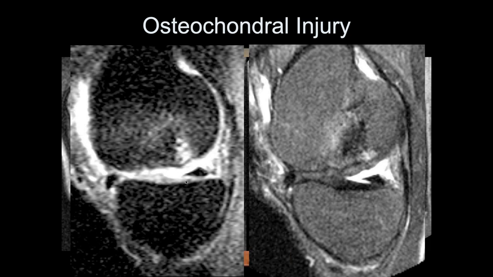Here's the STIR images. This was on a 0.3 Tesla scanner at that time, a 1 Tesla scanner at this time, but this was all fluid going all the way down to the bone. And after the microfracture technique, even though we have a lot of irregularity of the subchondral bone here, you can see that there's actually cartilage intact here over 5 years after the microfracture technique occurred.